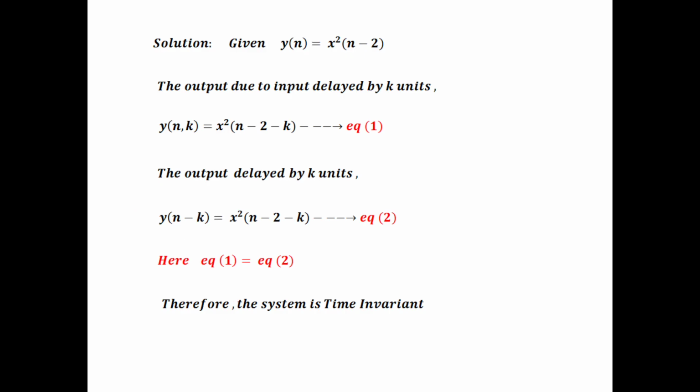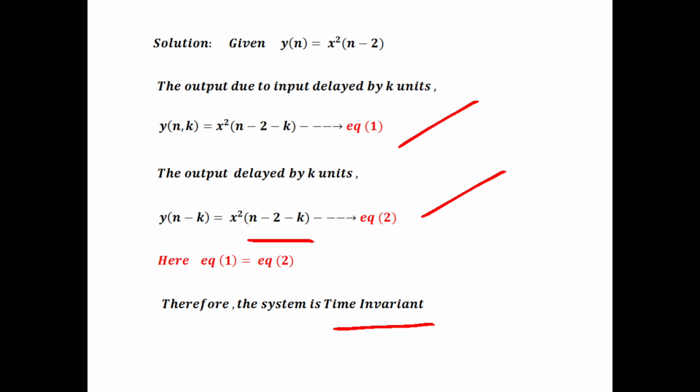First of all, the output due to the input delayed by k units: just put minus k, so n minus 2 minus k. Output delayed by k units: in the place of n you should write n minus k. If you write n minus k minus 2, this can be written as n minus 2 minus k also. So equation 1 is equal to equation 2. Both equations are equal. The given system is time invariant.